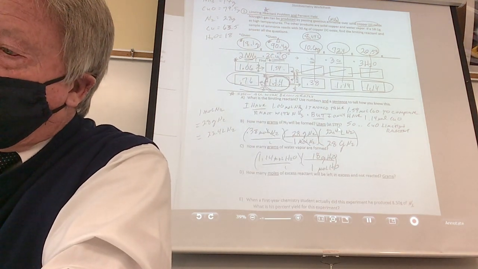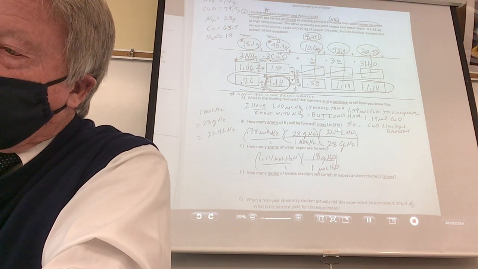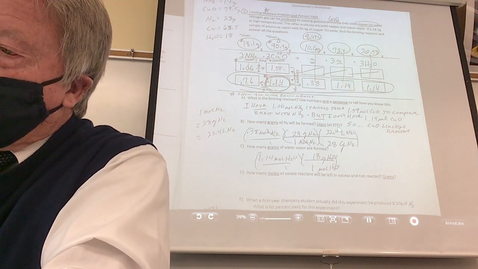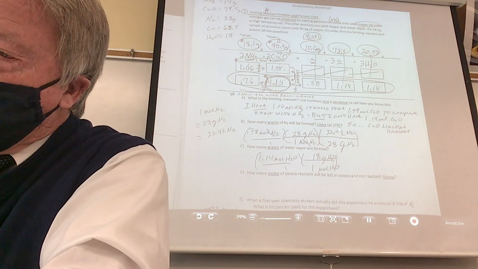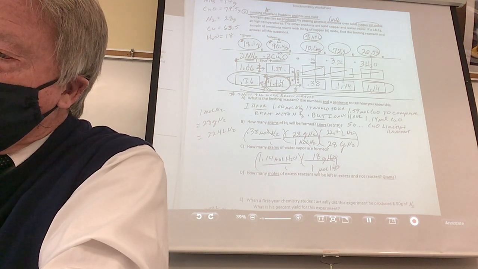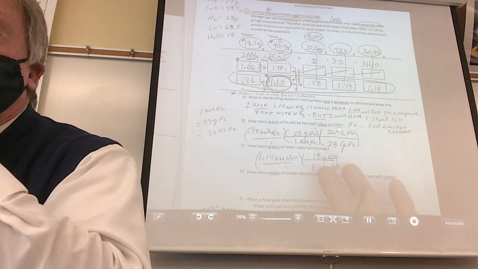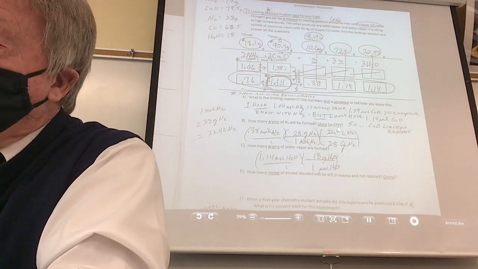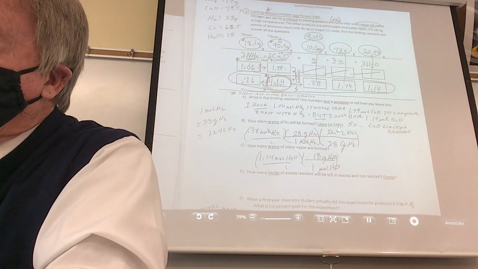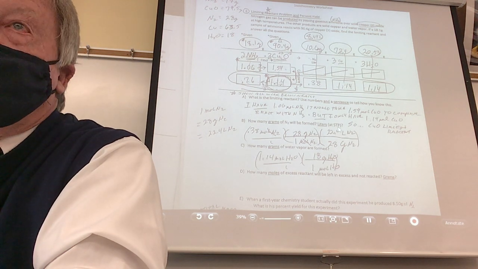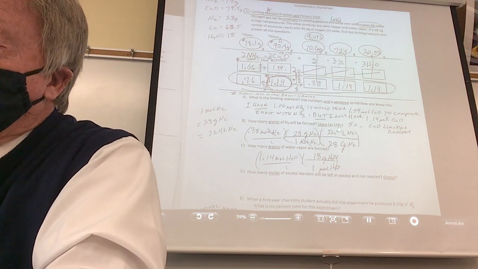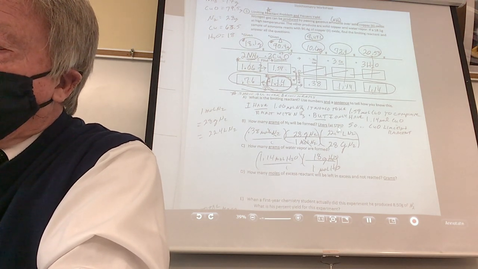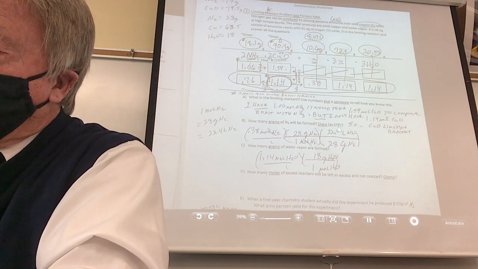So I'm going to put a little thing here. What is the total mass of the reactants right now? What's the total mass of the reactants? And I'll bet it's 108.5. Is it 108.5 grams? And then what is the total mass of the products?